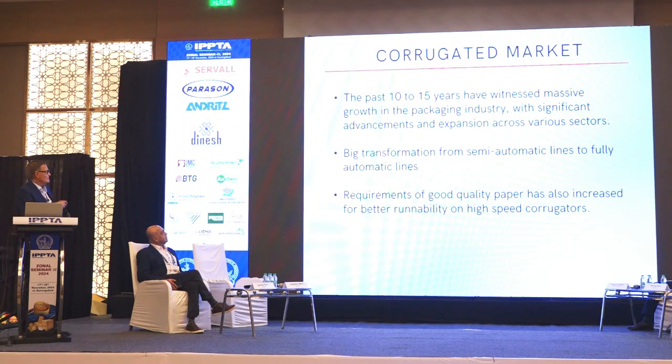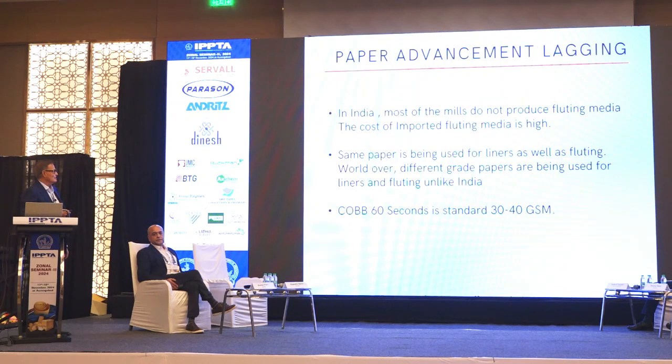Talking about the market, the past 10 to 15 years have witnessed massive growth in the packaging industry with significant advancement and expansion across various sectors. There is a big transformation from semi-auto line to automatic line. The requirement of good quality paper has also increased for better runnability on high-speed corrugators. But in India, most of the mills do not produce fluting media, and the cost of fluting media is a little bit higher.